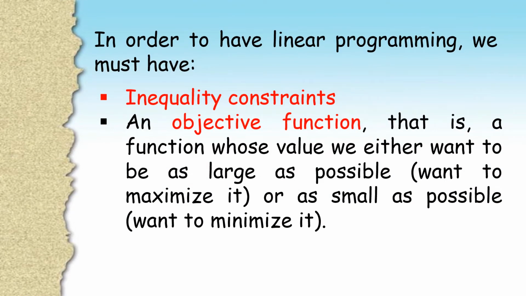In order to have linear programming, we must first have inequality constraints, and second, an objective function, that is a function whose value we either want to be as large as possible, meaning we want to maximize it, or as small as possible, or we want to minimize it.